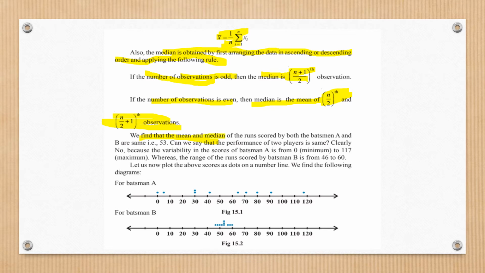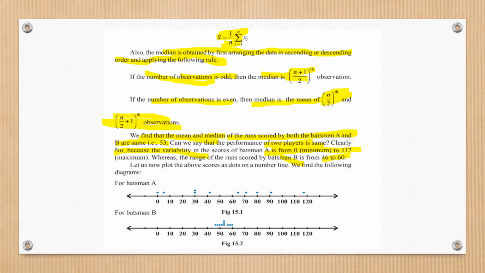Okay, right? So we find out the mean and median of the runs scored by both the batsmen A and B are 53. Can we see that performance of two players is same? Does it mean that performance is same? As you see that their scores are different on different matches. So clearly no, right? Because the variability in the scores of batsman A is from 0 to 117. 0 is minimum and 117 is maximum. Whereas the range of runs scored by batsman B is from 46 to 60. So how can you say that their performance is same?